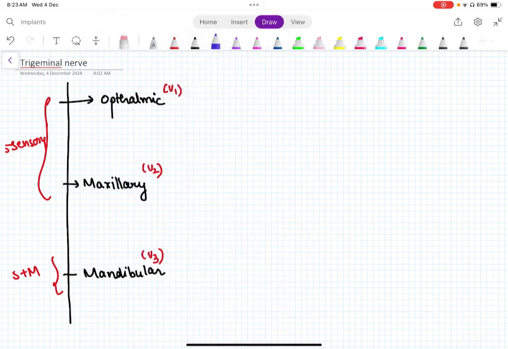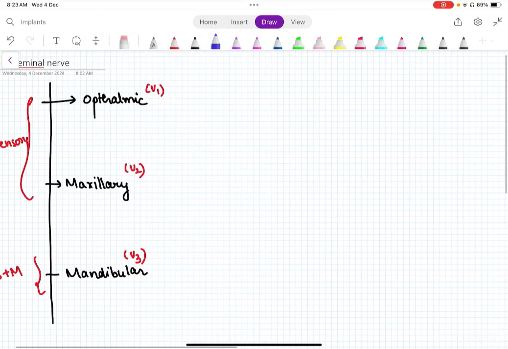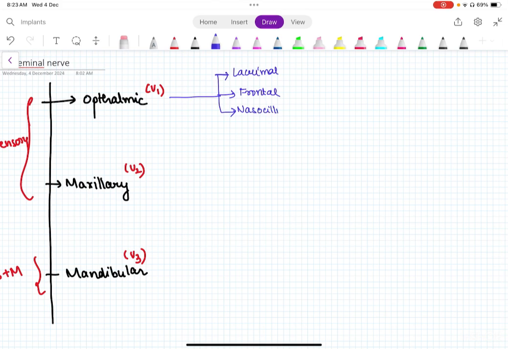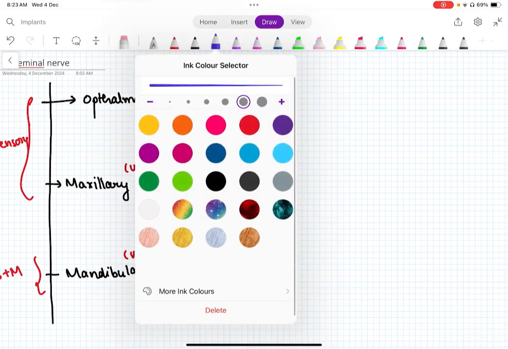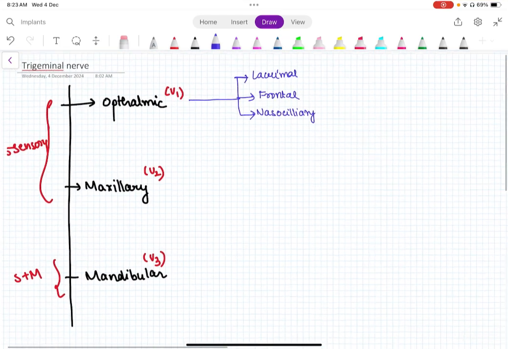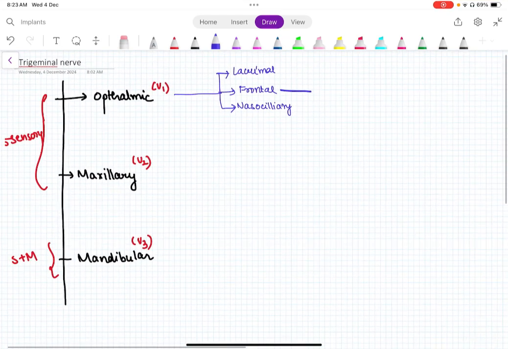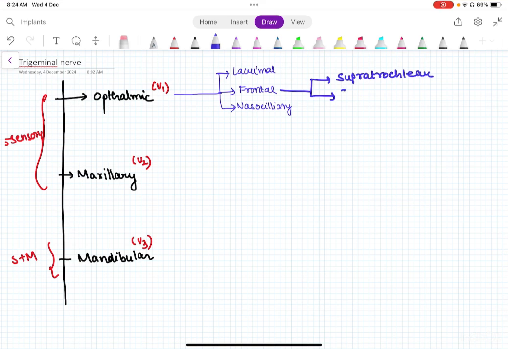Now the interesting part, in ophthalmic, know that there are three divisions. It gets easier as you revise it again and again. So first division is lacrimal nerve, then is frontal nerve, third is nasociliary. Alright, now frontal, it has further two branches: supratrochlear and supraorbital.